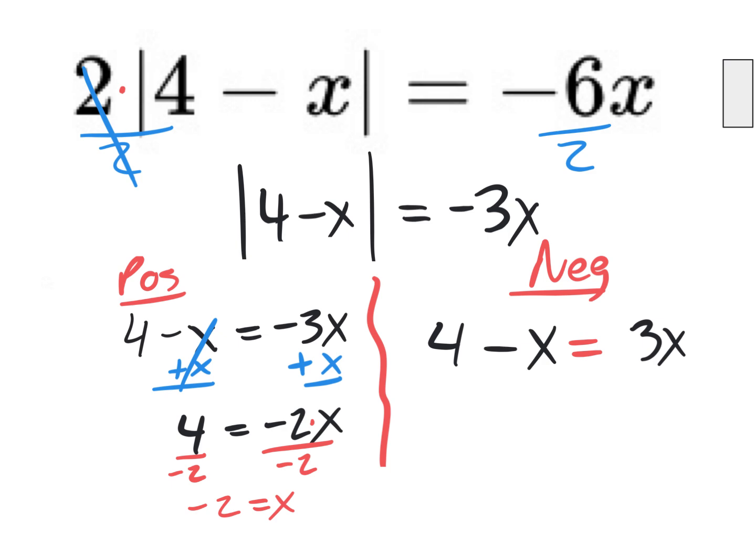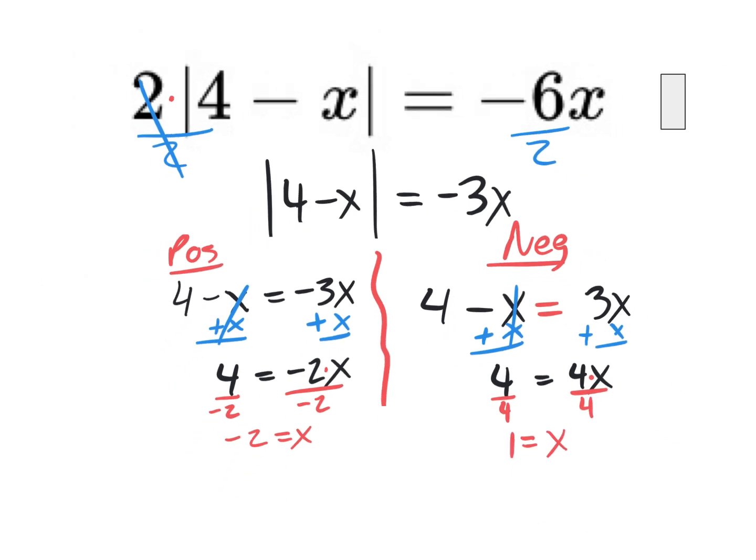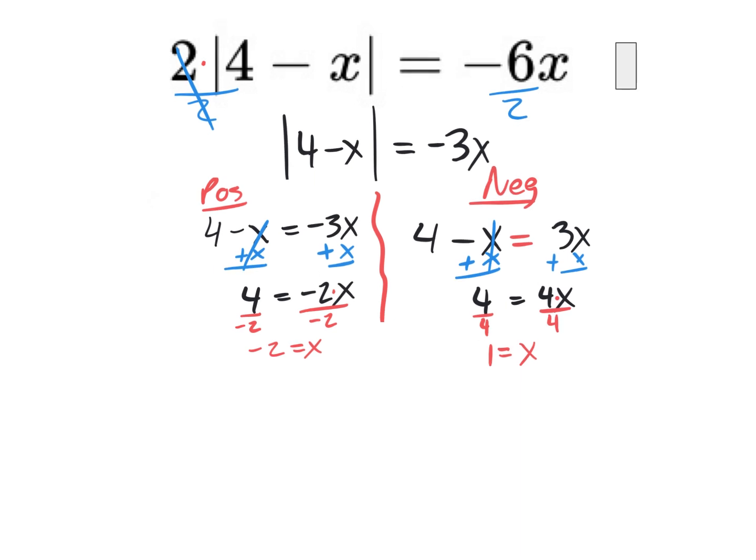Let's solve the negative situation right now. Likewise, I want to get x by itself on one side, but I have x's on both sides of this equal sign. So I want to get rid of one of them. I want to get rid of that minus x by adding x. And what I do to one side, I do to the other. I will now have 4 equals 4x. And that's really saying 4 equals 4 times x. And to get rid of the multiplication of 4, we divide by 4. What I do to one side, I do to the other. I will have 1 equals x. X equals 1.